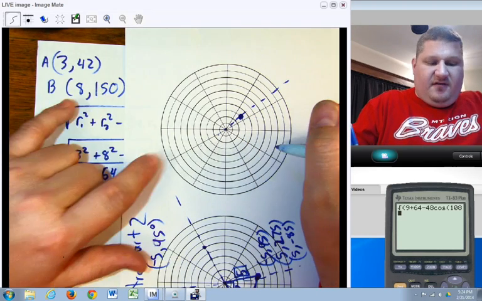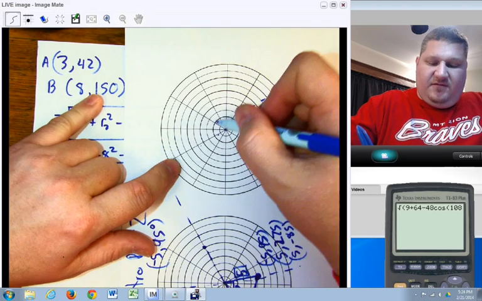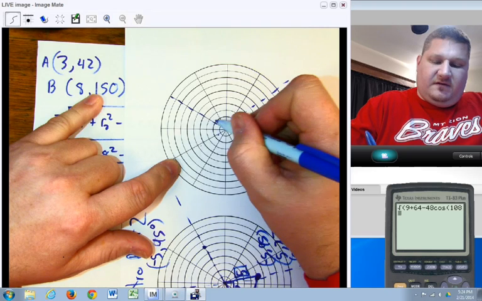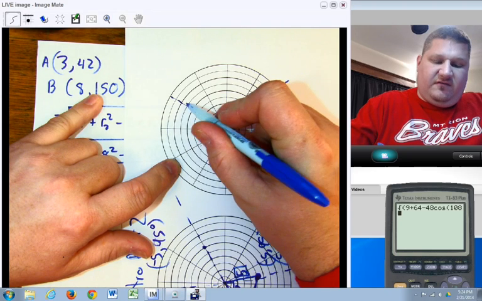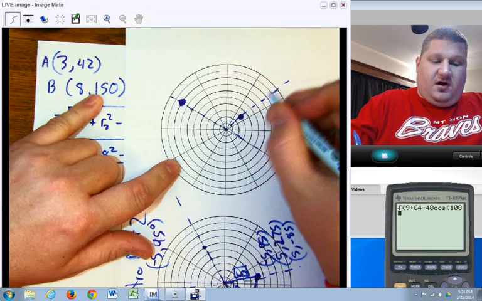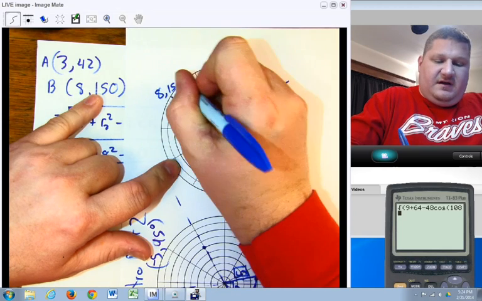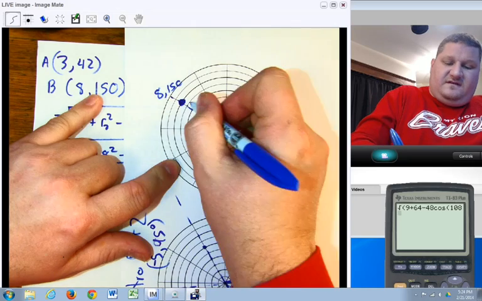And if I have 8 comma 150, 150 is going to be in this ballpark. And I go out 1, 2, 3, 4, 5, 6, 7, 8. So there we go. We have 3 comma 42, 8 comma 150. We can graph them. Now I want to find the distance between them.